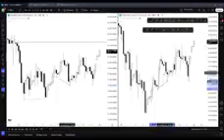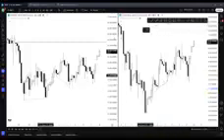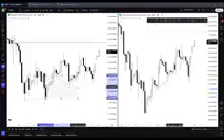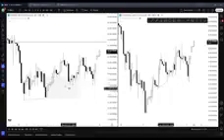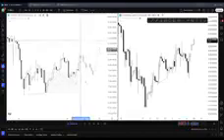You can see that NQ took out this low, but YM or Dow Jones failed to do so, which again led to another divergence. And along with this divergence, we also tested this 4-hour key level again, right? So this gave us another market context and narrative that now we can expand higher again from here.